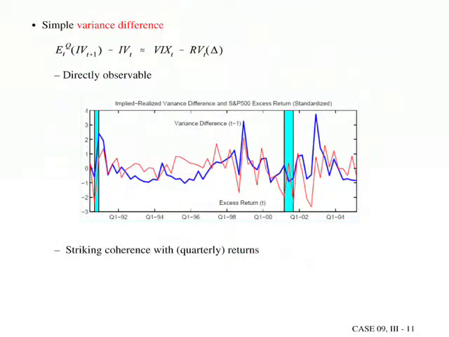Let me just show you one first striking picture that I think clearly suggests that there's something to that effect. This picture here shows not actually the volatility risk premium that we estimated. It shows something even more simple than that. It just simply shows the options implied volatility, the VIX.